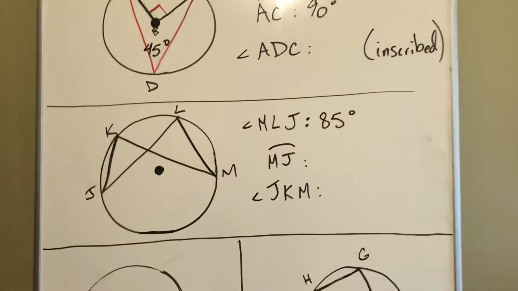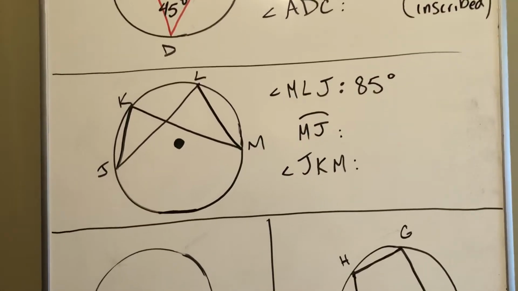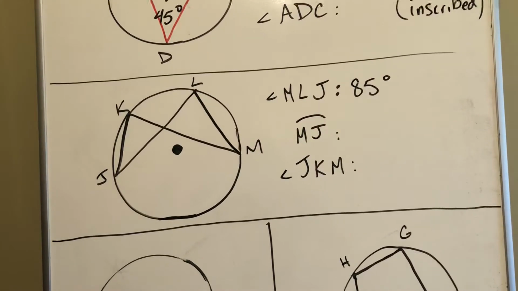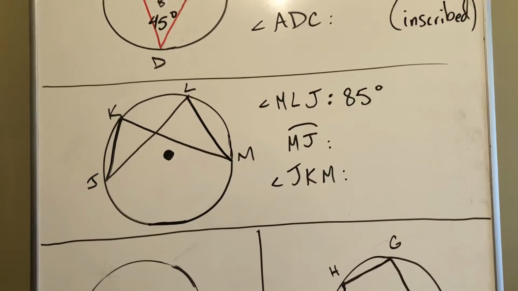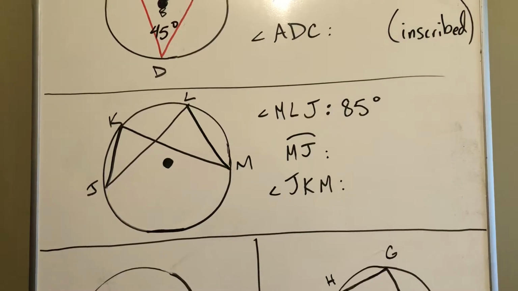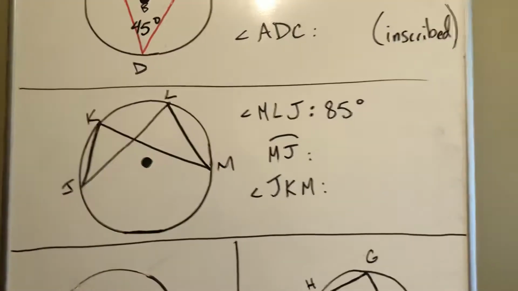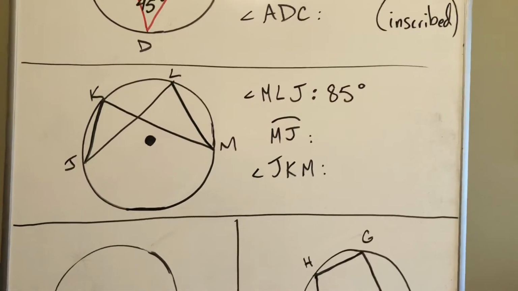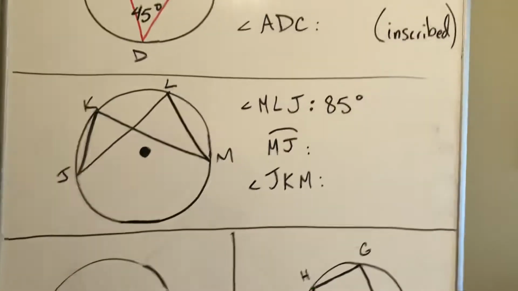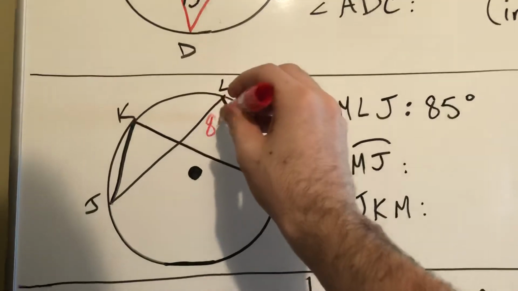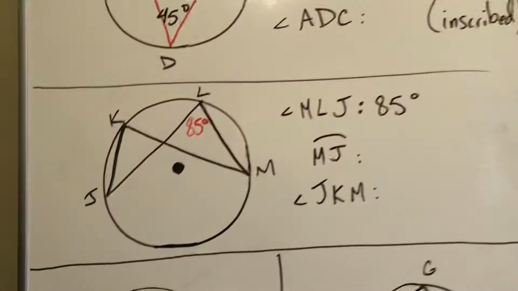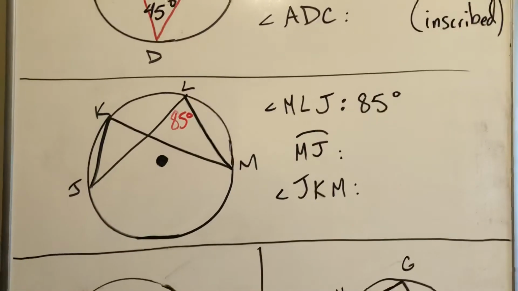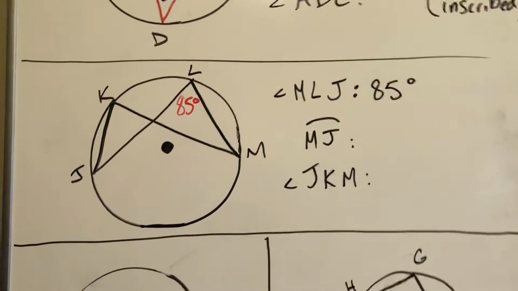You're going to see some examples in your textbook that look like this, where you have intersecting chords. I think there's 4 different chords, kind of forms a bow tie looking shape here. And we're going to use some information given to find some additional information. This problem tells me that angle MLJ is 85 degrees. That's over here, vertex at L. Now it asks us for the measure of the arc MJ.